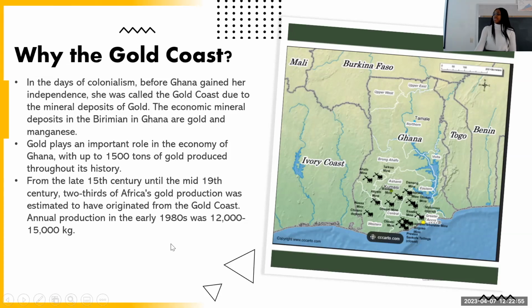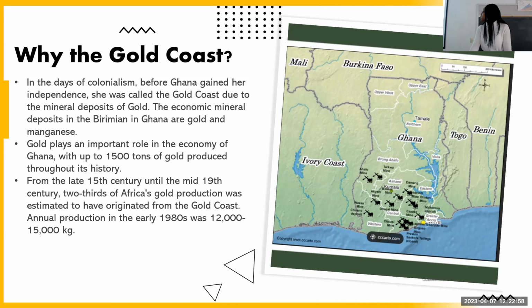Why were we called the Gold Coast? So in the days of colonialism, before Ghana gained her independence, yes, she's the motherland, she was called the Gold Coast due to the large mineral deposits of gold found throughout the entire country. As mentioned earlier, the gold deposits were actually a result of the Birimian Formation and all the tectonic movements that created and uplifted it. The economic mineral deposits are gold and manganese, and gold has played an important role in the economy of the country throughout its history, with up to 1,500 tons produced throughout its modern history. So from colonialism to about now.